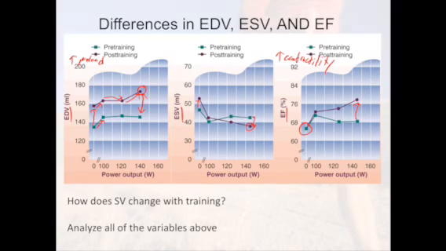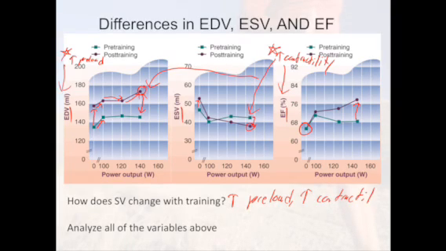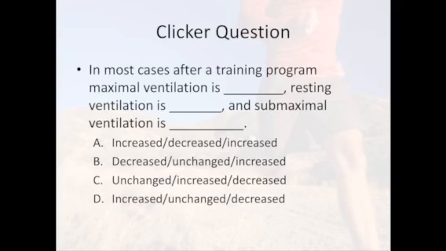And those are our two big things that change. Preload increases, shown by end diastolic volume. Contractility increases, shown by this change in ejection fraction, as well as shown by no change in ESV, even with our huge change in the diastolic volume. Okay, so it changes with training by increasing preload and increasing contractility. All right, we'll come back to that a little more in the TBL day as well.